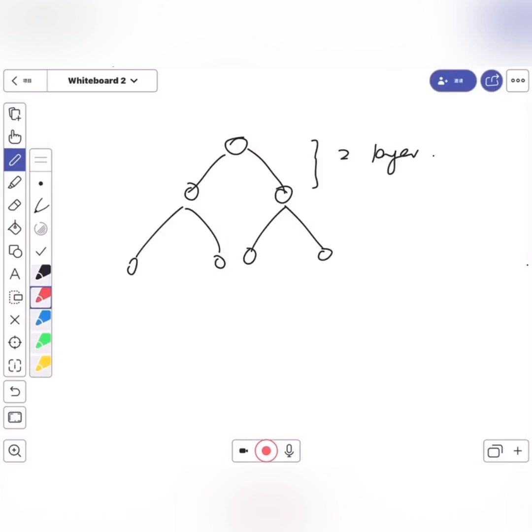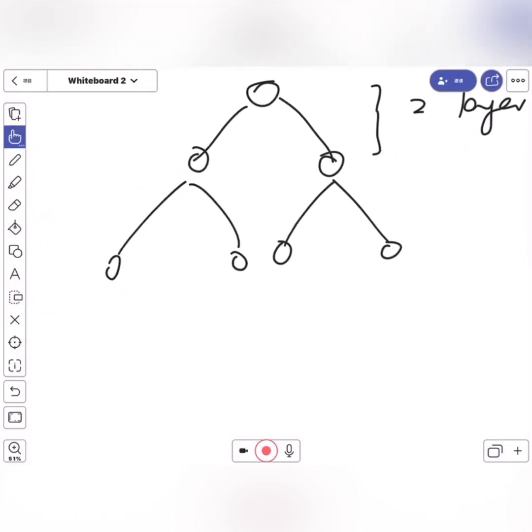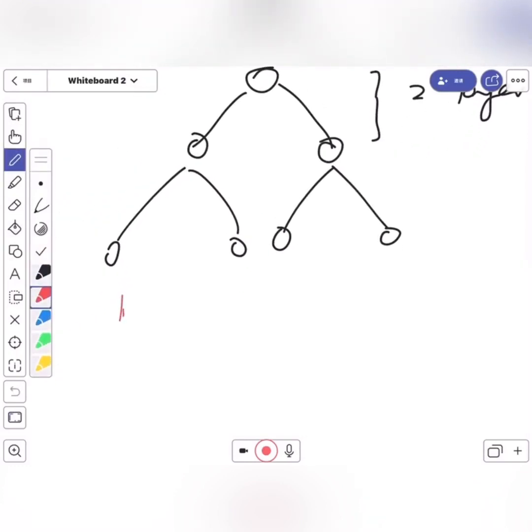So, an interesting fact: there will be 2^n minus 1 nodes for the n-layer binary tree.